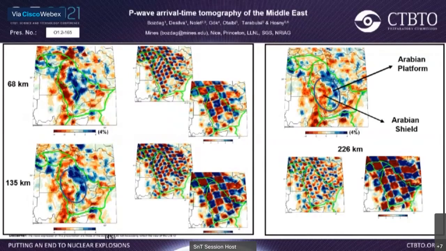Another interesting observation in our model is the clear separation of the Arabian Shield and the Arabian platform in the upper mantle with low and high P-wave speeds respectively, which is best observed around 135 and 226 kilometer sections.